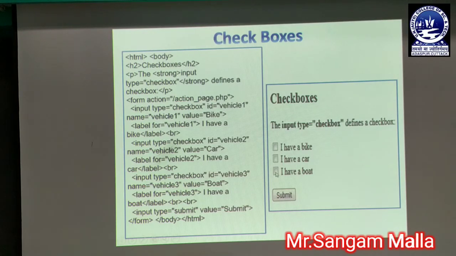That means whenever we click on this checkbox, the value will be transferred to another web page. Then after printing the checkbox, we have given another label, "I have a boat", and then we have given 2 line spaces, and finally we have given input type equal to submit, value equal to submit. That means whenever we give input type equal to submit, the submit button will be inserted in the web page. So whenever we click on the submit button, whatever has been collected in the checkboxes will be transferred to another web page.